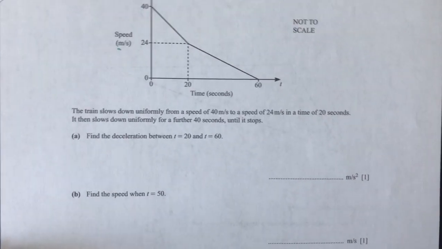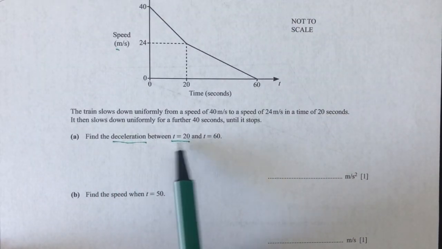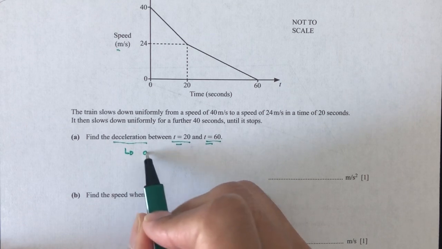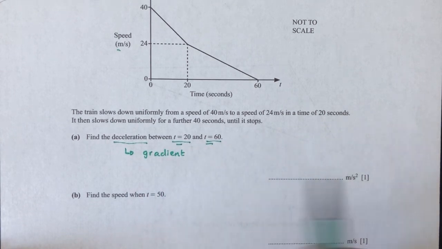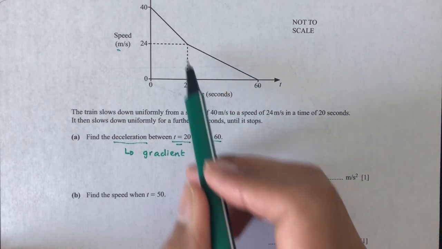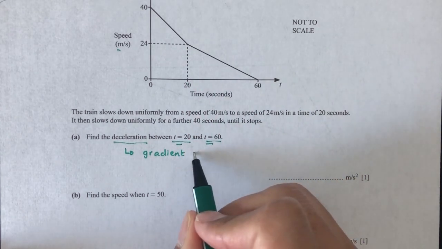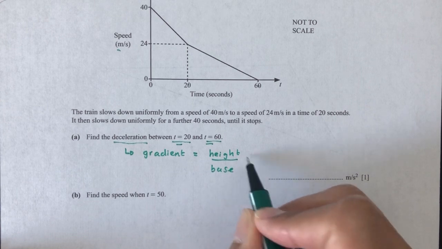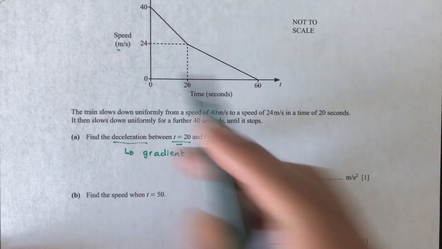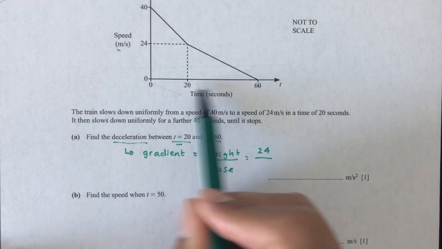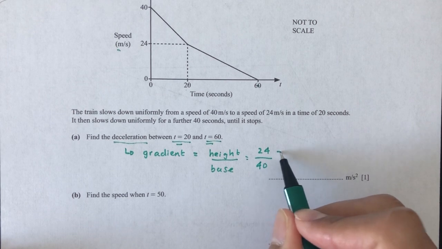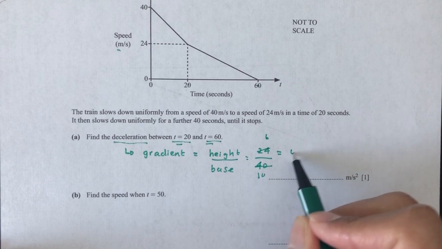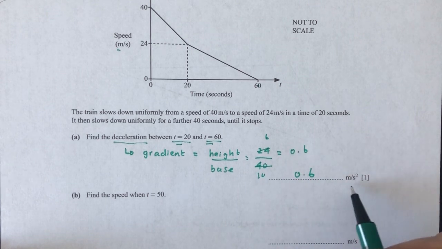Part A, find the deceleration between time 20 and time 60. When we have a speed time graph, deceleration is equal to the gradient of the graph. So between time 20 and time 60, we have to find the gradient of this line. Gradient is equal to the height divided by the base. The height is 24, and the base is 60 minus 20, which is 40. Dividing by 4, we have 6 over 10, so it will be 0.6. So deceleration will be 0.6 meters per second squared.